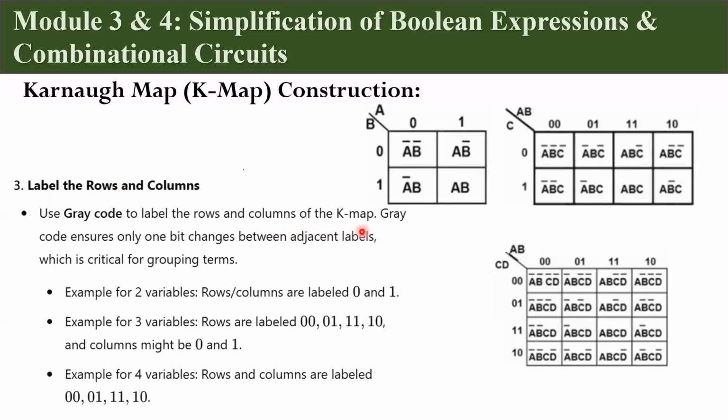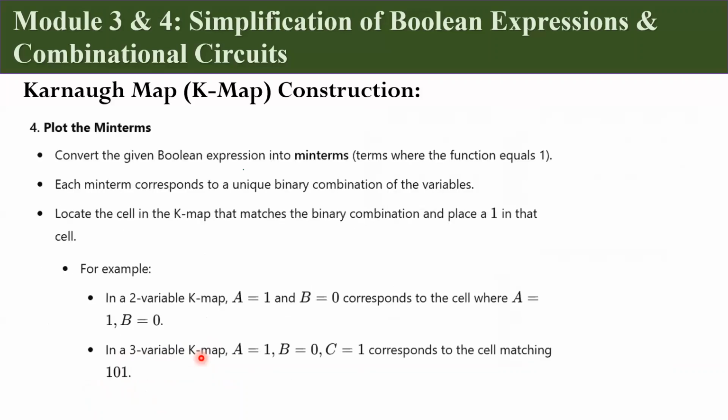the rows and columns of the K-map. Okay. Now, what is Gray code? Gray code ensures that only one bit changes between the adjacent cells, which is critical for grouping terms. I've explained that in detail. So for example, you can only move from 0 to 1 and 1 to 0. Then you can only move from 0, 0 to 0, 1 to 1, 1 and to 1, 0. And then on the column, the same thing here. And here for 4 input variables, you have 0, 0, 0, 1, 1, 1, and then 1, 0. That I've explained extensively.